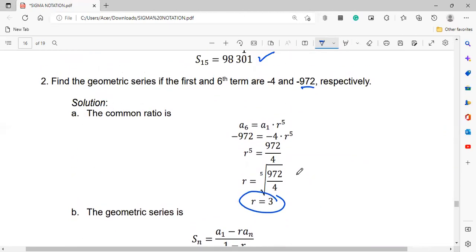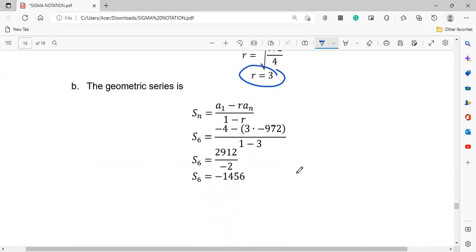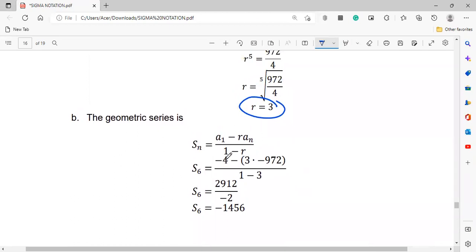Substituting the common ratio 3, I mean 3, and the last term, the sixth term, is -972, and the first term is -4, using the second form. So what we get by substitution: a sub 1 is -4, ratio is 3, a sub n is -972. So we have a sum of the first six terms of -1,456. Now, this is to remind you that the sum may not necessarily be positive, but can also be negative.